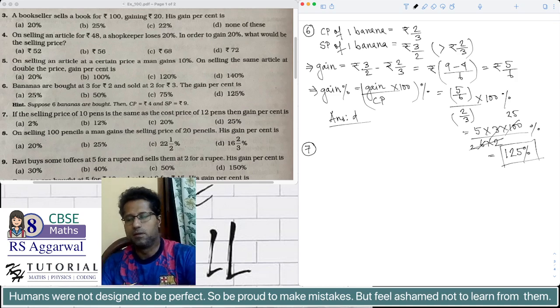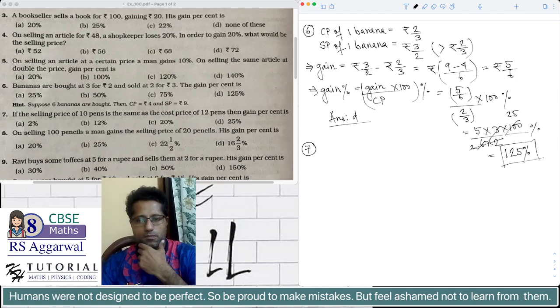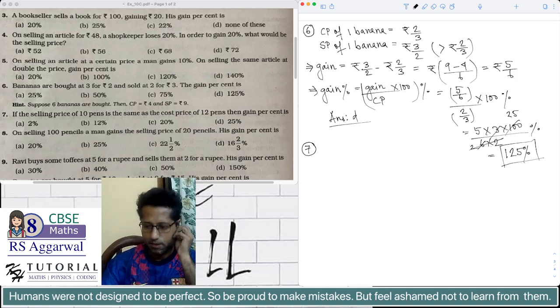Then the gain percent. So let's try to assume the cost price of 1 pen. If we assume cost price of 1 pen, we can easily find the selling price of 1 pen, and from that we can calculate the gain percent based on 1 pen. As I said, the gain percent or loss percent does not depend on the actual number of articles, but the number of articles considered has to be equal for cost price and selling price.